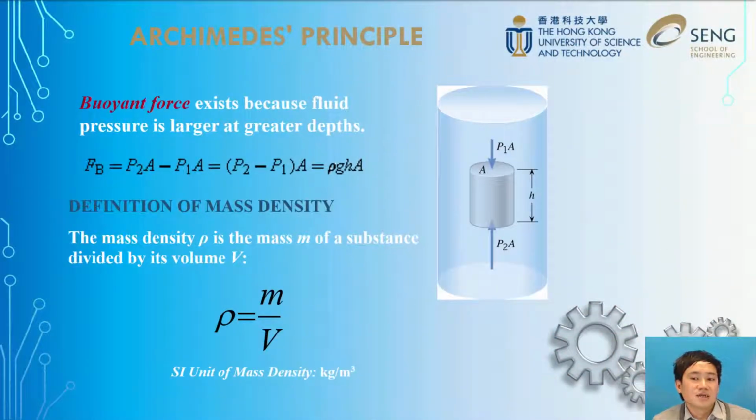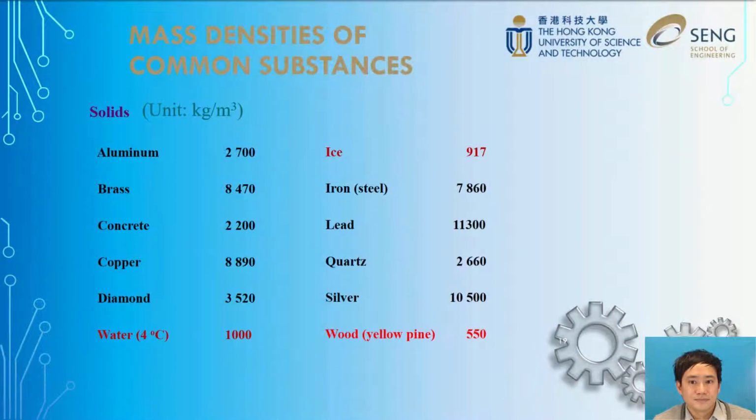If we assume a constant field of gravity and the object is small, the magnitude of the buoyant force, or the weight of the displaced fluid, equals the mass density of the fluid times the gravitational constant times the volume of the object. Keep in mind that the mass density of the fluid depends on the pressure and temperature. Here are the mass densities of common substances at standard temperature and pressure. Ice has a mass density less than water, and this is the reason why ice floats on water.